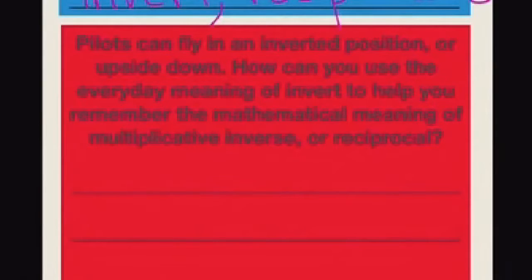Pilots can fly in an inverted position, or upside down. How can you use the everyday meaning of invert to help you remember the mathematical meaning of multiplicative inverse or reciprocal? Well, we could say that when a plane flies in an inverted position, the top and bottom of the plane exchange places. So, in a reciprocal, the numerator and the denominator of a number trade places. Let's write that down.